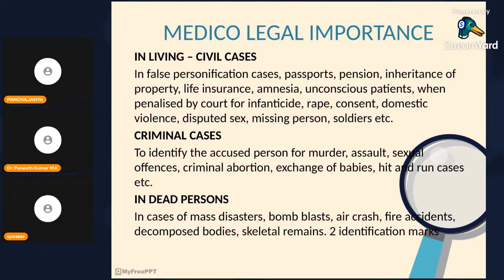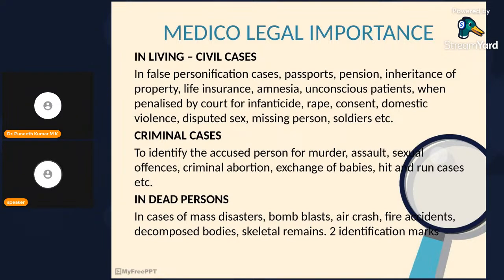And in the dead person, in cases like mass disaster, bomb blast, air crash, fire accident, or any other incident in the community or a population, identification of a dead body is very important, because there may be a number of family members or persons who have died in those disasters. In that case, we have to identify the dead body and the family it belongs to, or identify the person for census data, to hand over the bodies to their family members, or to perform the final customs, etc. And also to know the reason behind the death is very important.